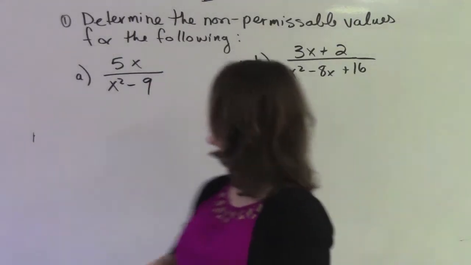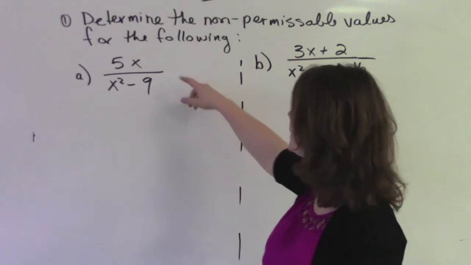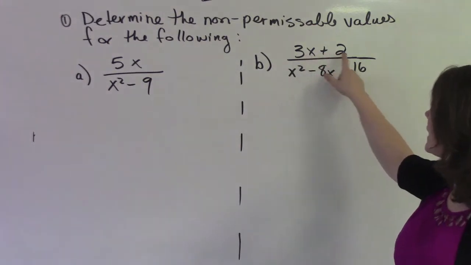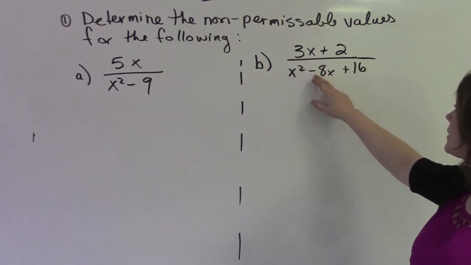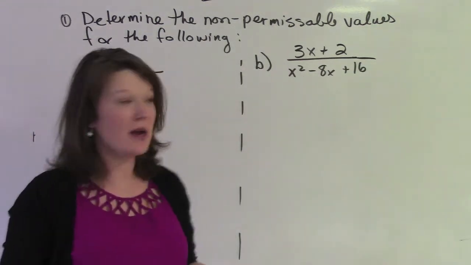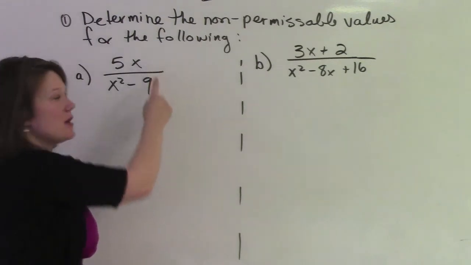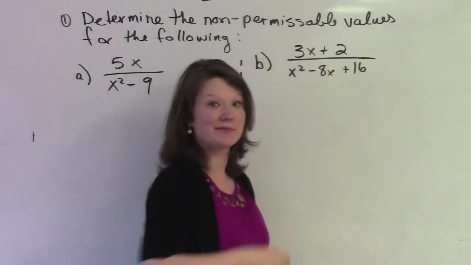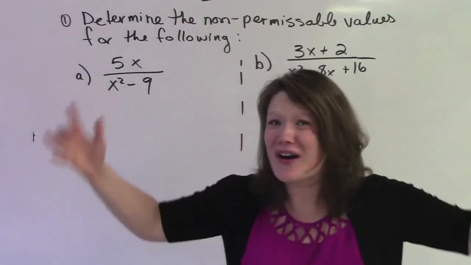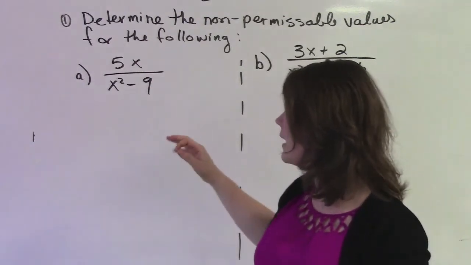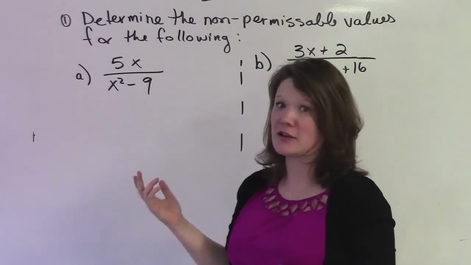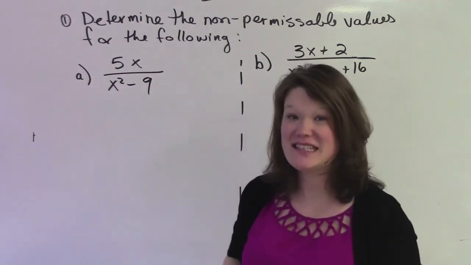Example number 1. Determine the non-permissible values of the following: a, 5x over x squared minus 9, and b, 3x plus 2 divided by x squared minus 8x plus 16. Guys, these are typical rational expressions. Why? Because we've got a polynomial on top and a polynomial on the bottom, and the same thing here. Means that there are x's and x squareds, and sometimes constants, but we basically have polynomial fractions. Whew! We're up for a fun time.